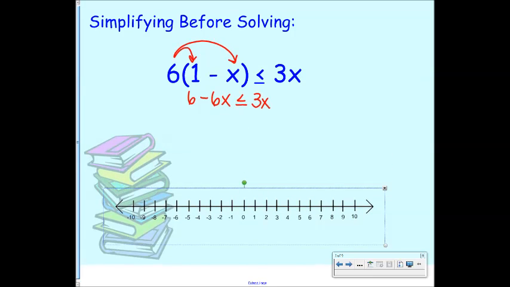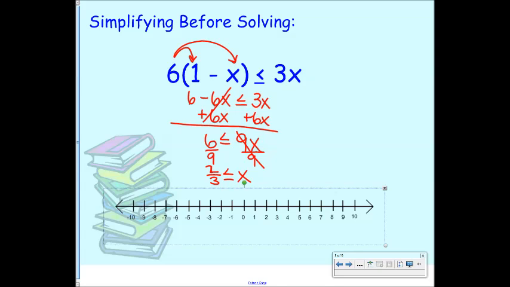So instead, I'm going to move over the 6x. This one is going to go away, and I'm left with 6. 3 plus 6 is going to give me 9x. To finish this, I'm going to divide by 9. Divided by 9, divided by 9. 6/9 is a fraction. I can reduce it to 2 over 3. And these 9s cancel out, so I have x is greater than or equal to 2/3, or 2/3 is less than or equal to x.